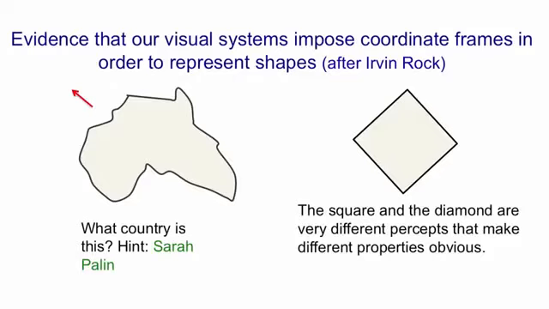But you are sensitive to something else. If you perceive it as an upright diamond, you're acutely sensitive to whether the corner on the left and the corner on the right are at the same height. And you'll probably notice now that in this figure, they're very slightly different heights. These kinds of demonstrations are evidence that in order to represent shapes, we impose coordinate frames on them. Because when you're looking at that square or diamond, it's the same thing you're looking at, but the percept's totally different depending on what coordinate frame you impose.